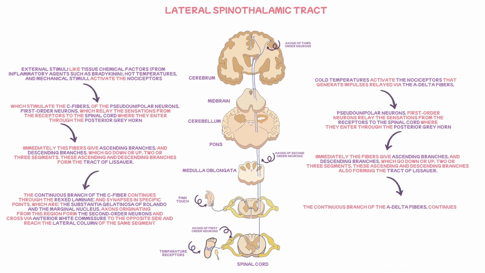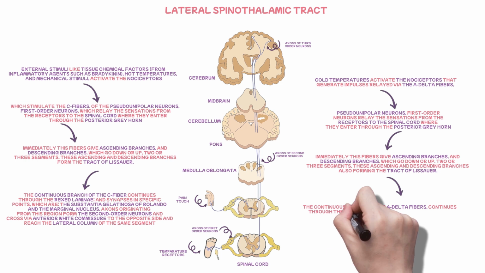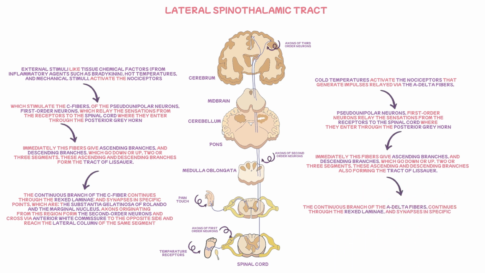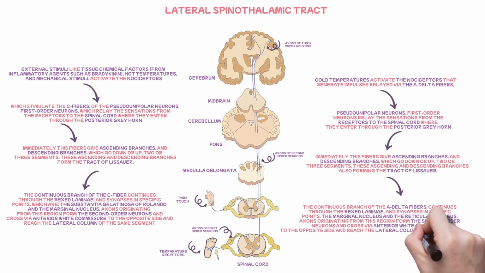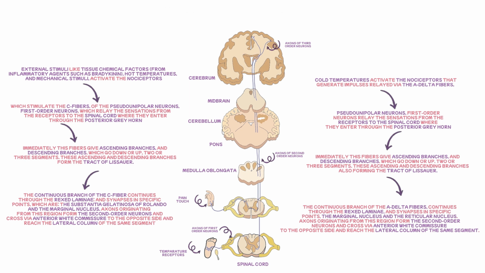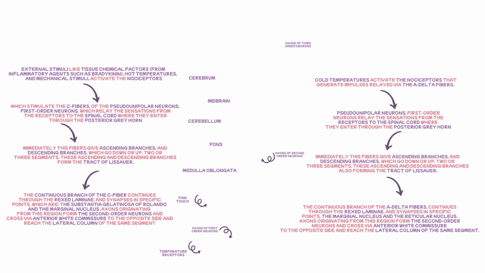The continuous branch of the A-delta fibers continues through the Rexed laminae and synapses in specific points, the marginal nucleus and the reticular nucleus. Axons originating from this region form the second-order neurons and cross via the anterior white commissure to the opposite side and reach the lateral column of the same segment. After crossing, the lateral column fibers, the C fibers, and the A-delta fibers form the lateral spinothalamic tract.